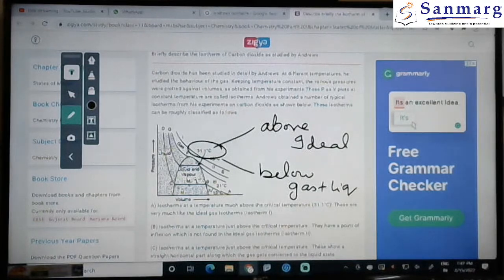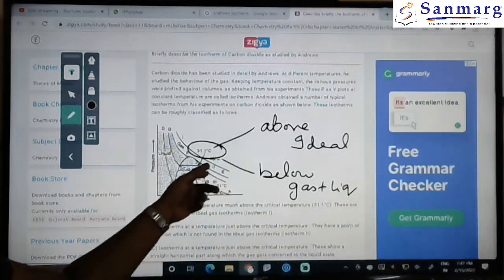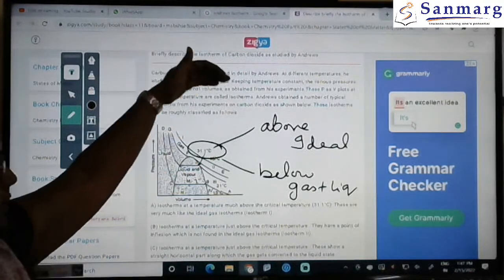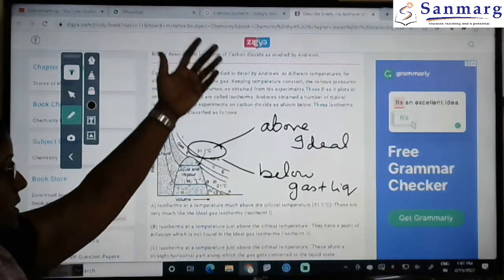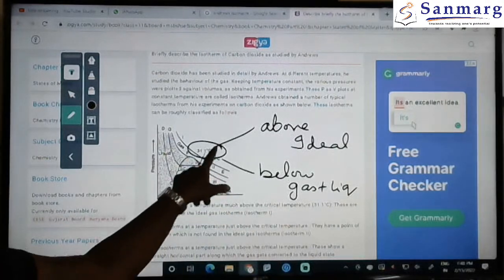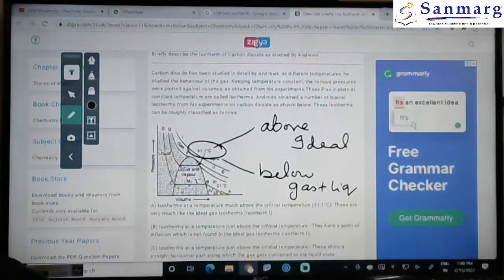See here, Andrews plotted isotherms of carbon dioxide by taking different temperatures. He noticed that at higher temperatures, 40 degrees Celsius, 50 degrees Celsius, gases behave ideally. When the temperature is high, gases behave ideally. Above 31 they behave ideally.